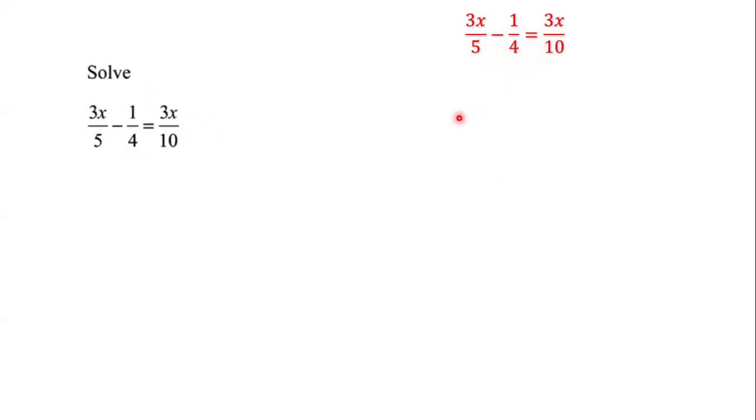So in order to eliminate these denominators, we're going to first find the lowest common multiple, or the LCM, of the denominators, which is 5, 4, and 10. So what is the LCM of 5, 4, and 10?